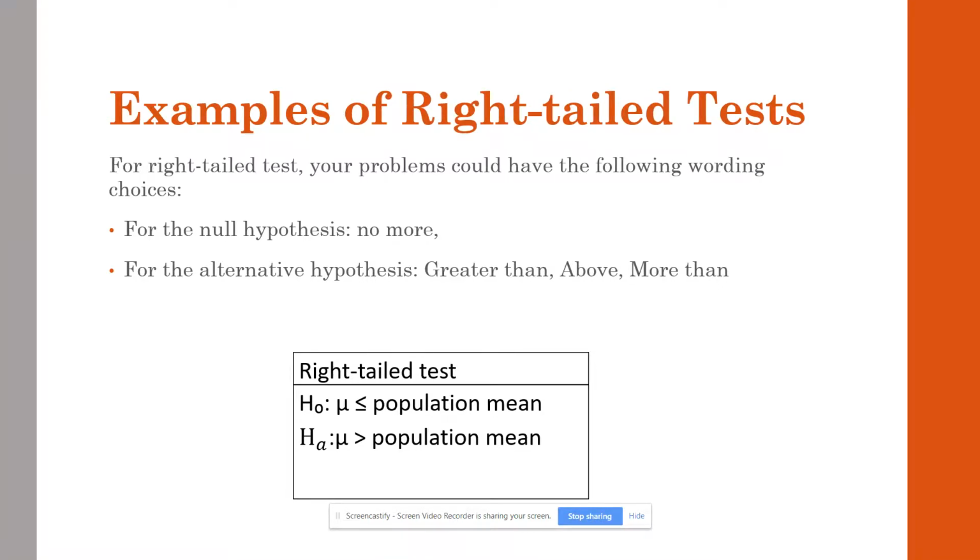Examples of right-tailed tests. For a right-tailed test, your problems could have the following wording too. For the null hypothesis, it could be no more. So if I say I'm going to give you no more than $10, I might give you 10, but I'm not going to go above 10. I could give you 9. I could give you 7. It's going to be below the 10, including the 10. For the alternative hypothesis, greater than, above, more than.